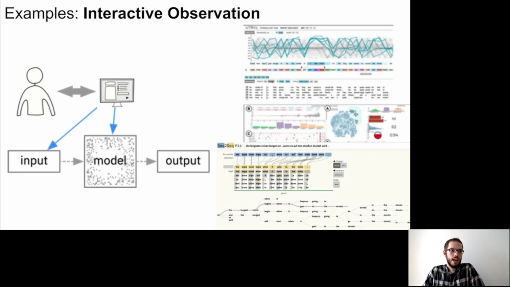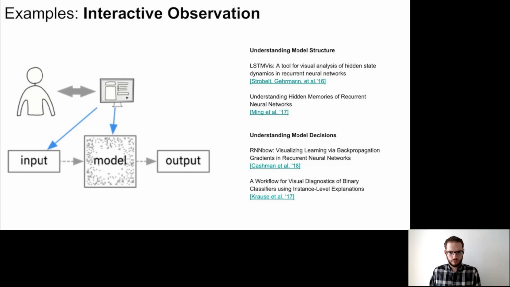The second part we have is interactive observation. In interactive observation, you as the user interact with an interface that in turn may be able to change inputs or model internal structures to constrain the inference process. And you can use this, for example, to conduct counterfactual analyses or to investigate the inference process a little bit more in detail. This process is obviously much more powerful, but also much more difficult to develop. And therefore, there's also way fewer examples of this category, despite its much more powerful design space.